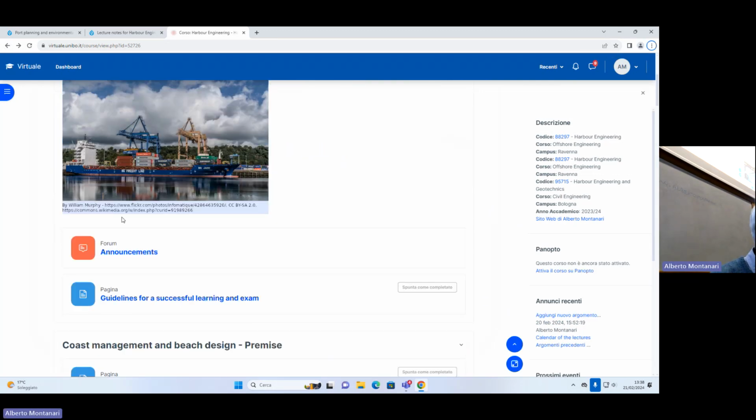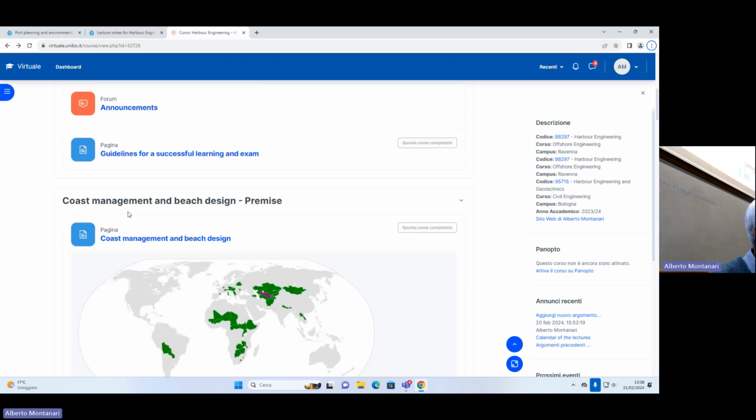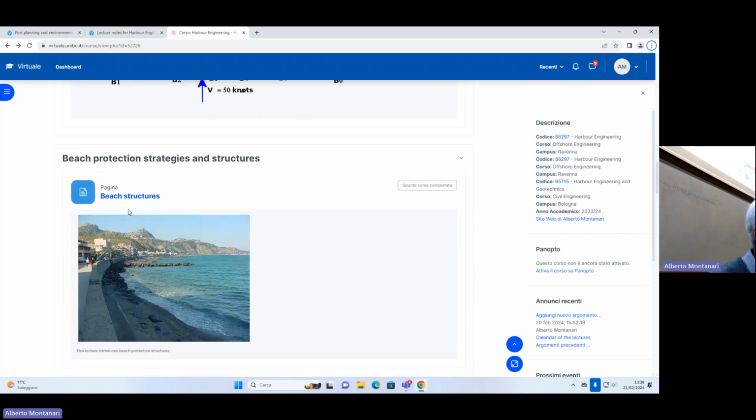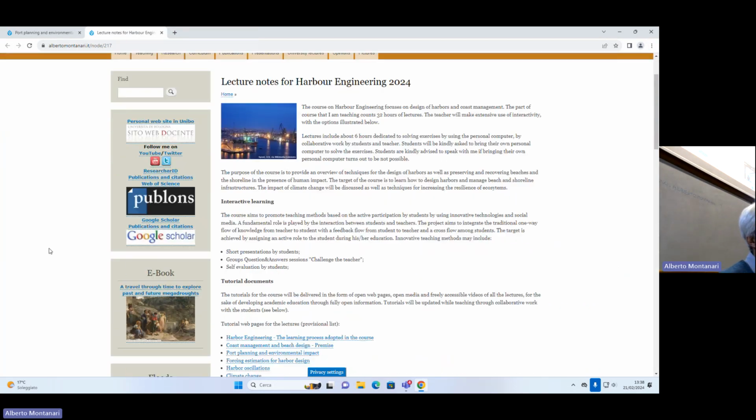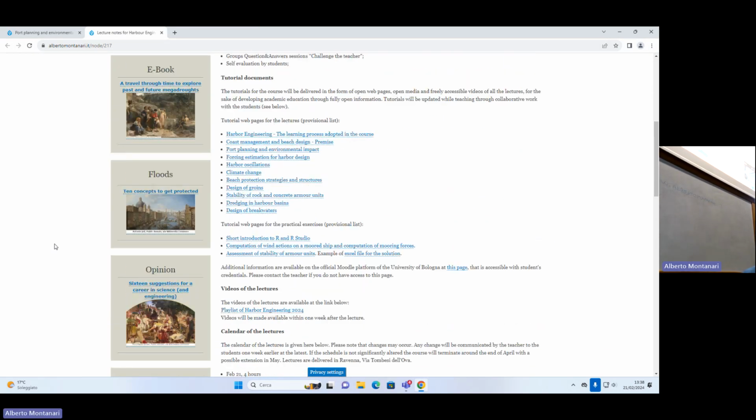And then in Virtuale, you may find something more, like self-evaluation tests or things like this. Okay. Let's go back to my website, and you will see that under the tutorials, there are also web pages for the practical exercises. I mentioned to you that we will do some coding, but also computing. Computing means solving some engineering problems. And therefore, you can find here the description of what we will do, okay?